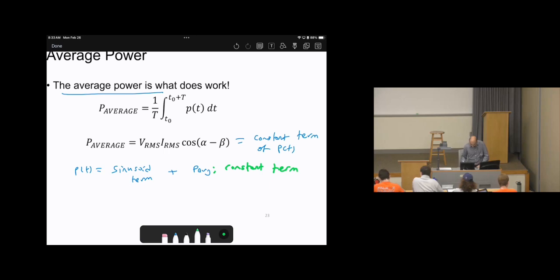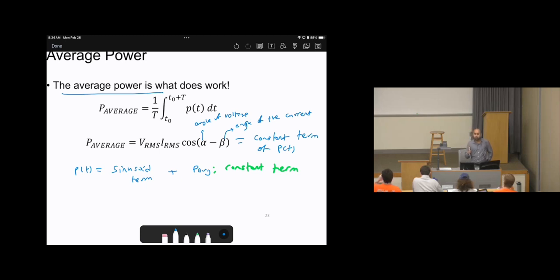So alpha is the angle of the voltage. Beta is the angle of the current. In DC, the angle of the voltage was 0. The angle of the current is 0. So cosine of 0 is 1. Therefore, P equals V times I. That's it. Then here, in AC, we have the angle of voltage, we have the angle of current, therefore cosine alpha minus beta. Okay, does this make sense?